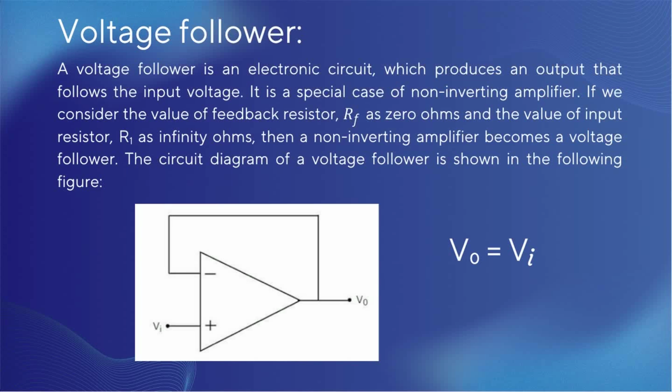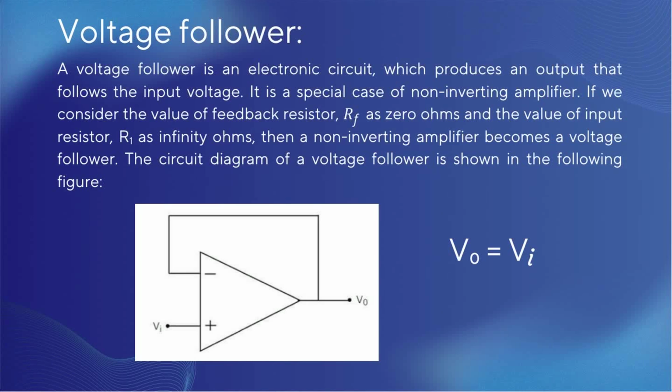So the next application is the voltage follower. A voltage follower is an electronic circuit which produces an output that follows the input voltage. It is a special case of the non-inverting amplifier. If we consider the value of the feedback resistor, that is Rf, as 0 ohm, and the value of the input resistor R1 as infinity ohms, then a non-inverting amplifier becomes a voltage follower. So this is the circuit diagram of the voltage follower.